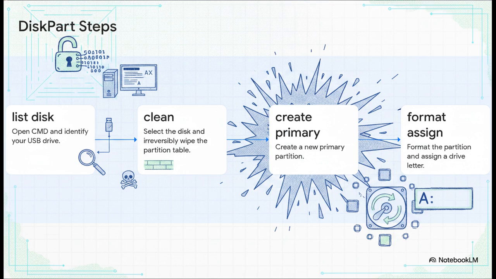Now listen to me carefully on this one. Your next command is clean. This instantly and irreparably wipes the entire partition table. There's no undo button here. If you accidentally selected your main hard drive, your data is just gone. But once it's clean, you execute create partition primary, you select it, and then format it. Finally, you assign a drive letter, type exit, and you're ready to drop your Windows ISO files right over. It's incredibly fast, it's powerful, but man, it requires total precision.